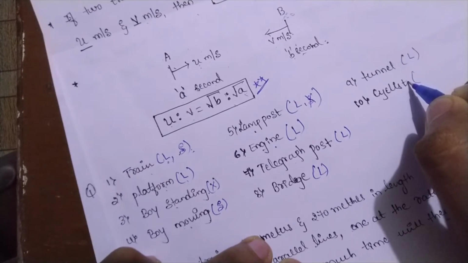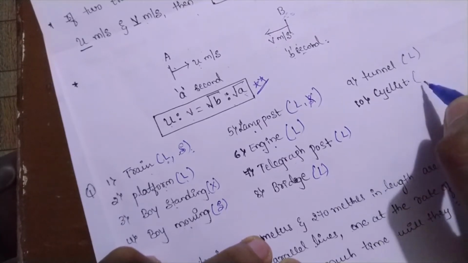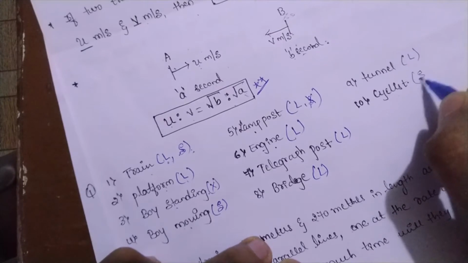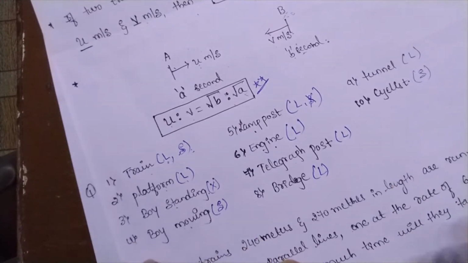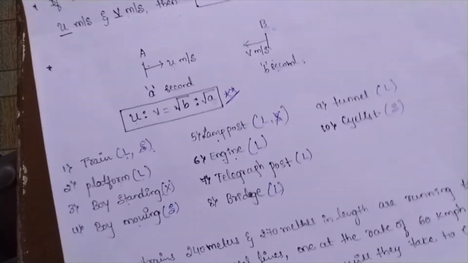A cyclist doesn't have length, but the cycle has length. The cyclist just has speed. These things will be helpful while solving problems. So let's move to problems.